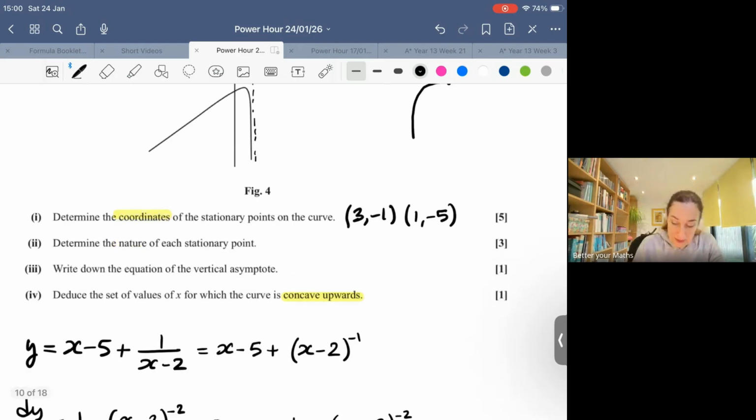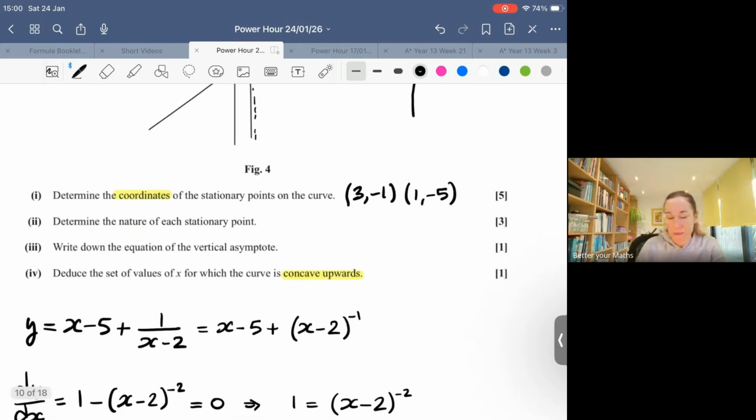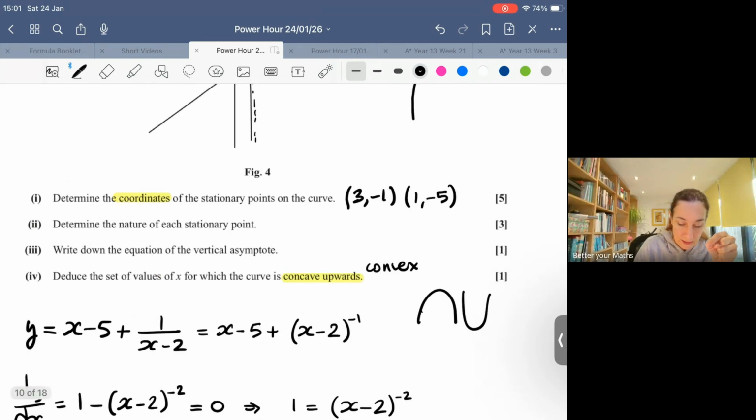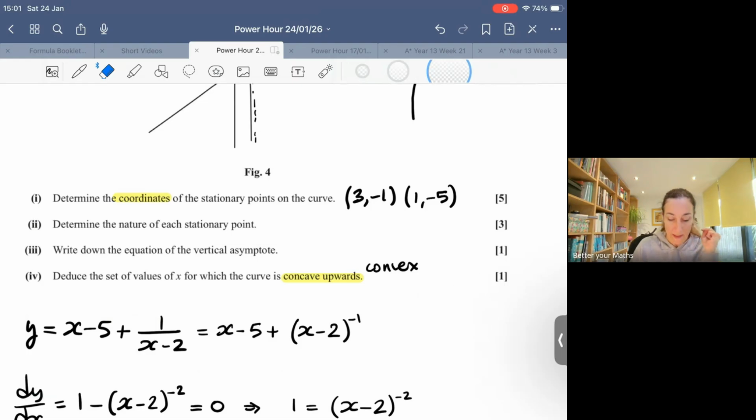What is concave upwards? That's super strange. Concave upwards is convex. You won't see this usually, very unusual. So concave is down. If they say concave upwards, it is another way of calling convex. So we need to know when the second derivative is positive.